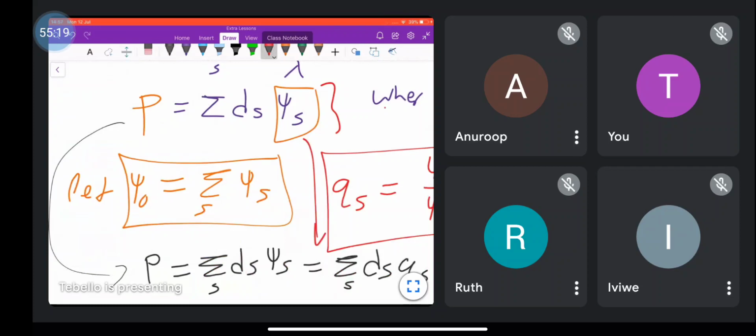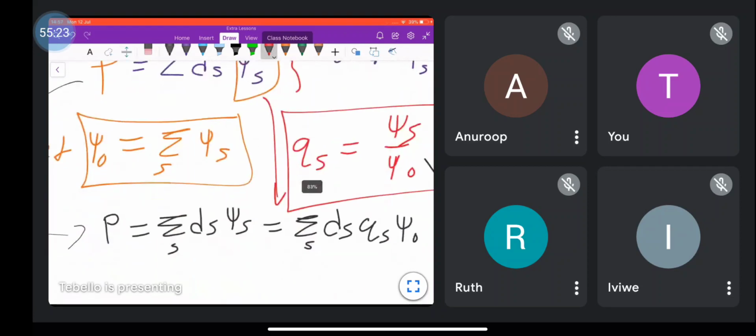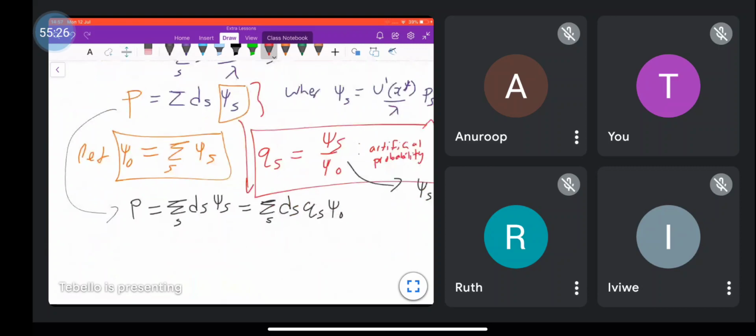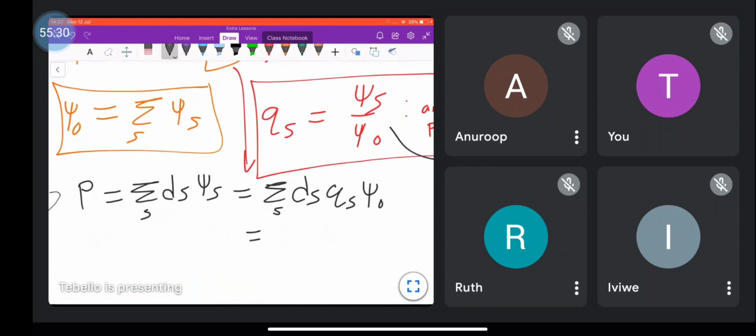If that's the case, this is where your proof will end. But then you can also simplify it further, right? You can say that you can just take out this thing. It's a constant. It's not a random variable. You can take it outside. So you can see that psi 0 is going to be equal to the payout times the artificial probability, right?